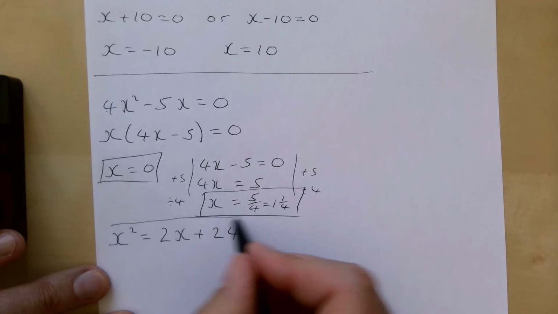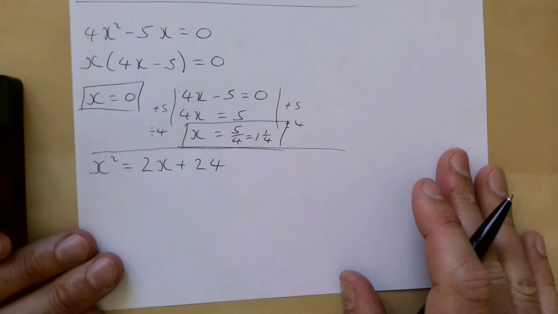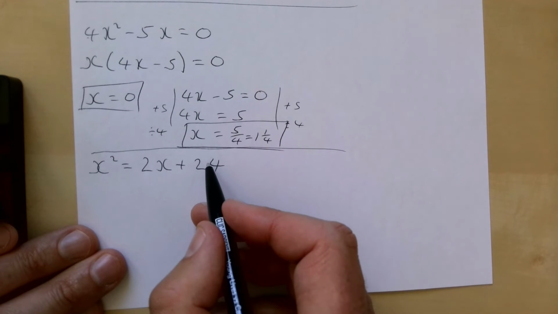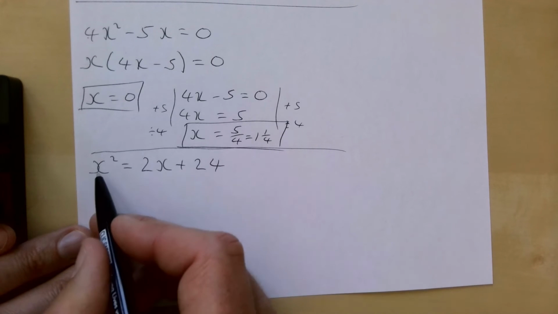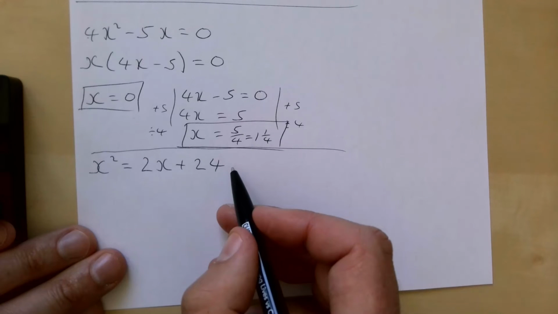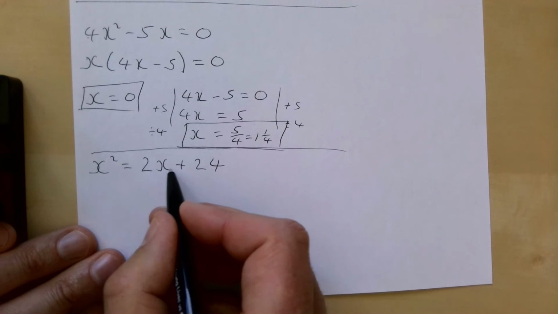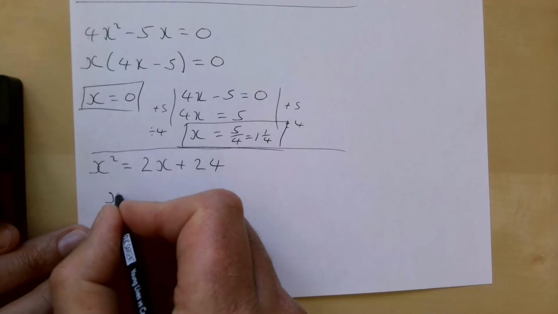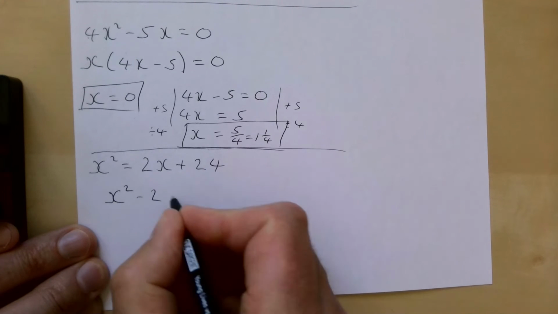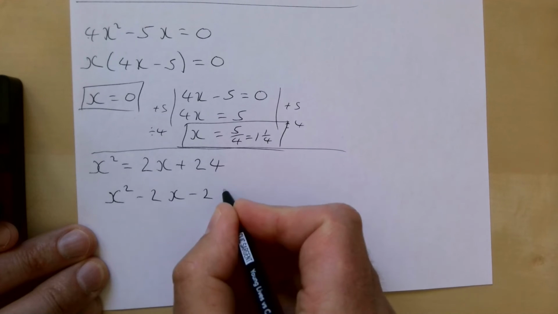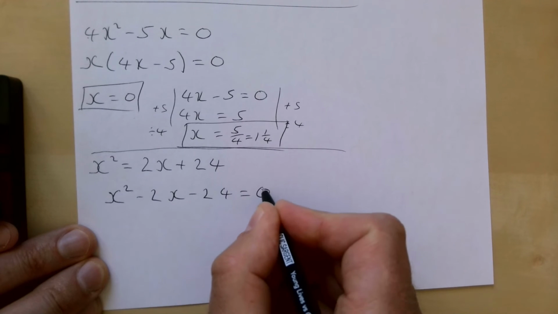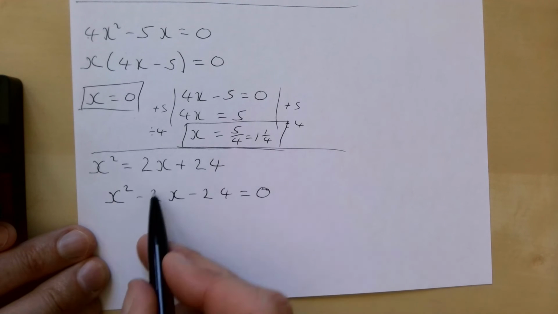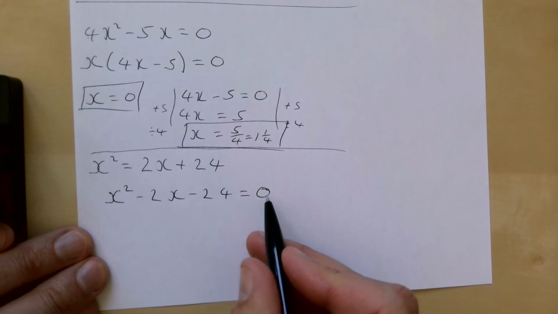The last one that I'd like us to look at is one that looks a little bit like this. The way we solve quadratic equations is we always get everything to one side and 0 to the other. So if we take away 2x from both sides and take away 24 from both sides, we can rewrite this equation as x squared minus 2x minus 24 equals 0. As I say, there are other ways to solve quadratic equations, but the way we do it is always to get everything to one side and then 0 on the other.